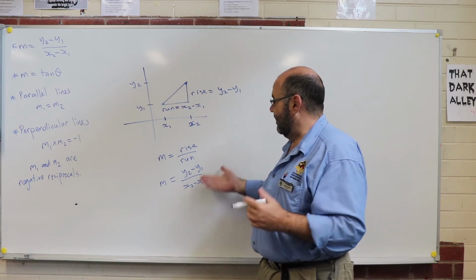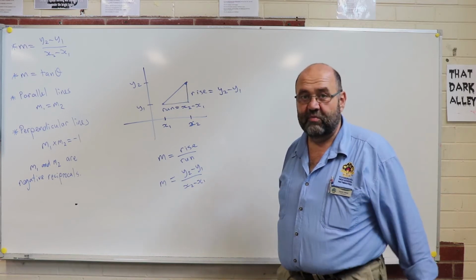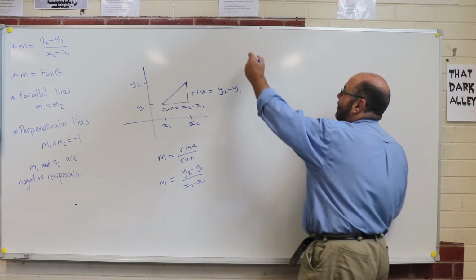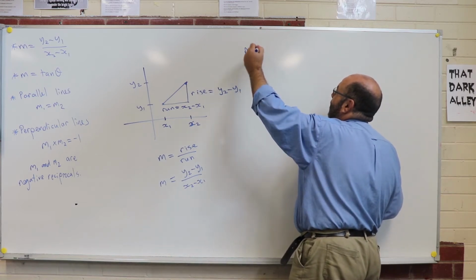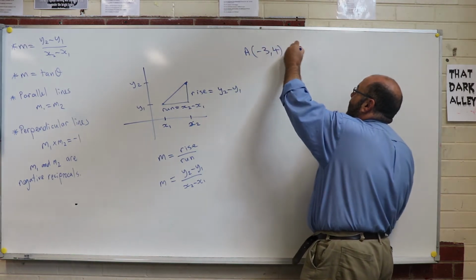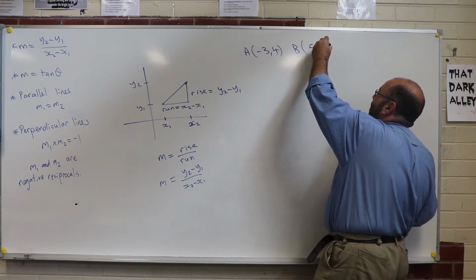So how does it work? Well, exactly like the distance formula works, exactly like the midpoint formula works. We have our 2 points. So let's say I've got A, which is the point (-3, 4), and B, which is the point (5, 12).